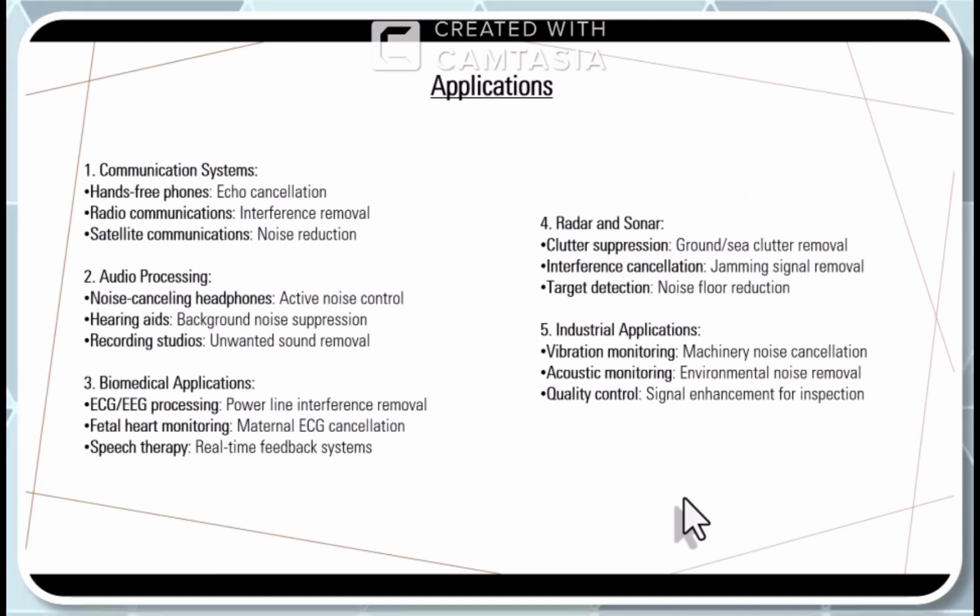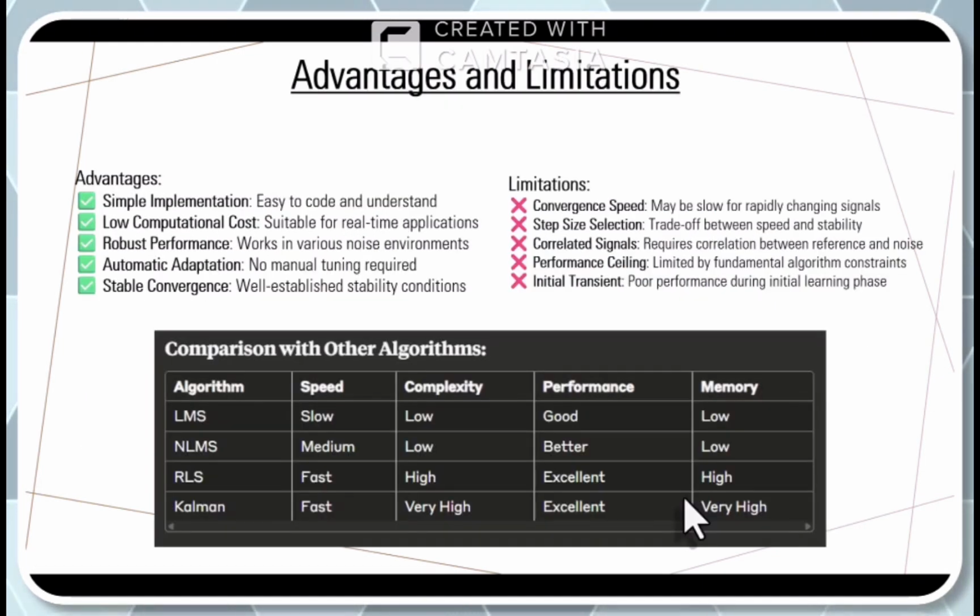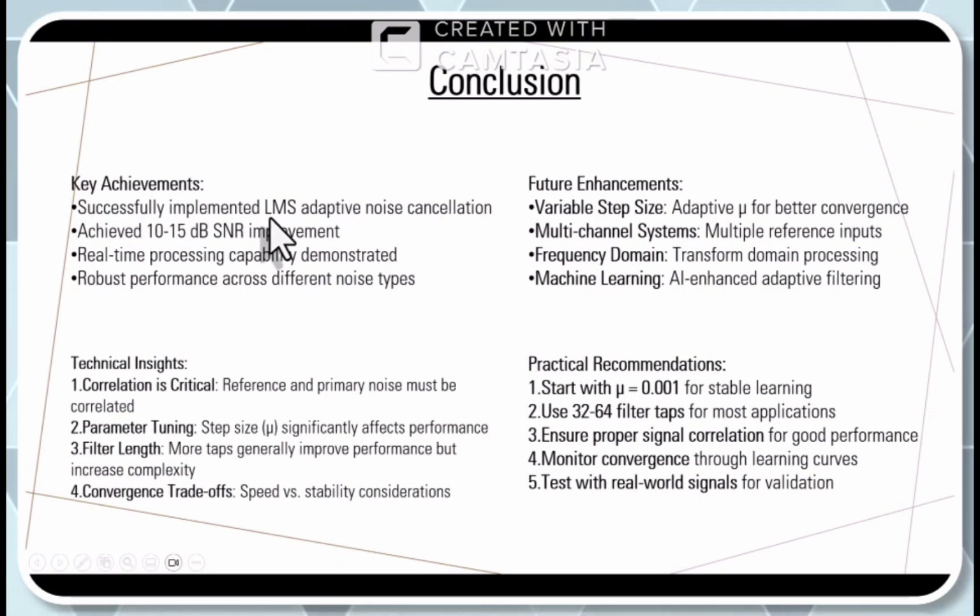These are the applications where we can use our system, and these are the advantages and limitations of our project. The advantages are simple implementation, low computational cost, reliable performance, automatic adaptation, and stable convergence. The limitations are convergence speed, step size selection, correlated signals, and performance scaling. Then the comparison. This is the comparison with other LMS algorithms. And next we will share a live demonstration with you.